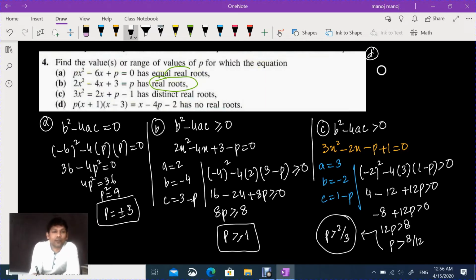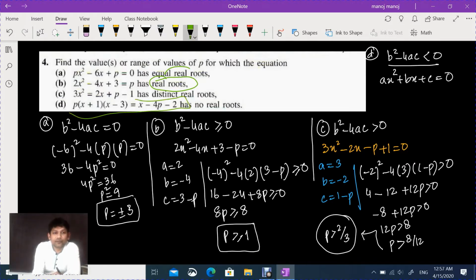Here in part D we have to first multiply and form an equation, and it has no real roots, so I will write b² − 4ac less than 0, and please your equation should be ax² + bx + c = 0. You have to arrange this equation, and after arranging you have to substitute. I think you can do this part D of question number 4.